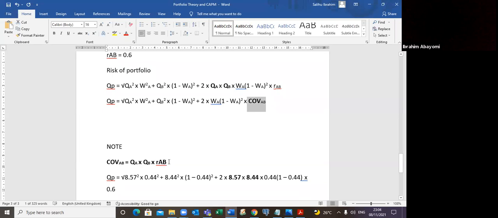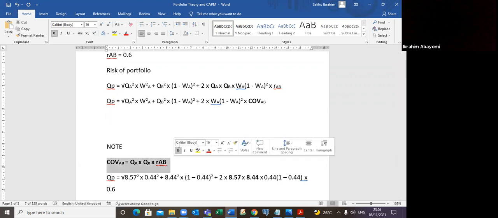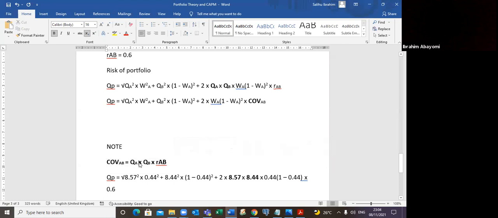But if I don't want to shorten the formula, I put it this way. Standard deviation of A times standard deviation of B times correlation of A and B is the same thing as covariance AB. So instead of using standard deviation A times standard deviation B times correlation, I can simply put covariance AB. So it's not 2 different formulas. It's just that one is longer than the other. Basically, they are the same thing. So this is what will guide you. Since you know that covariance AB is standard deviation of A, standard deviation of B times correlation, then you are fine.